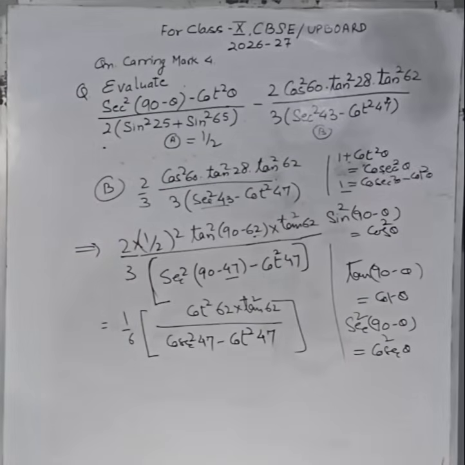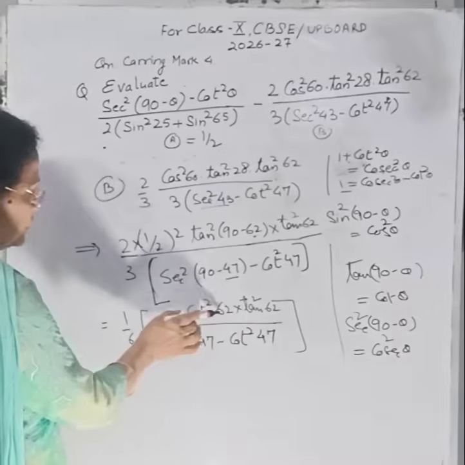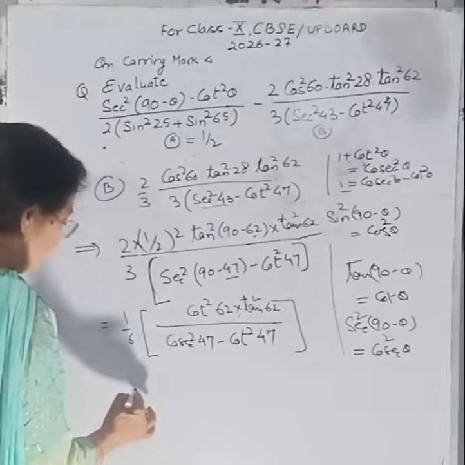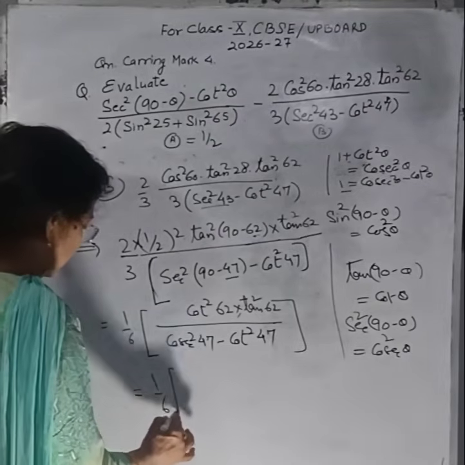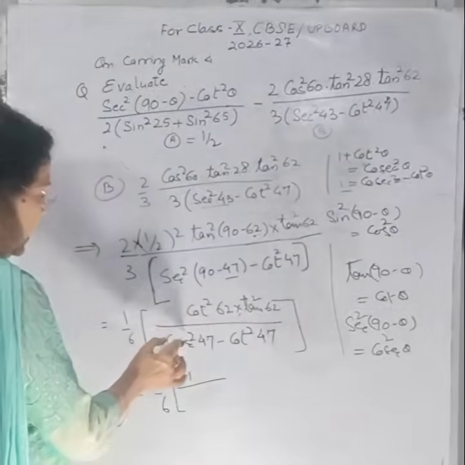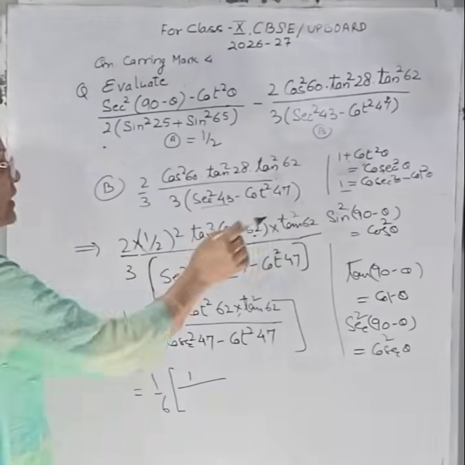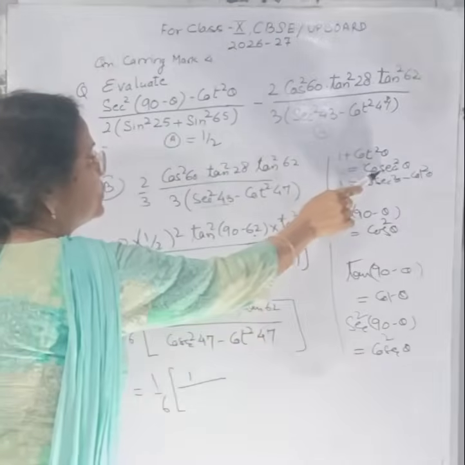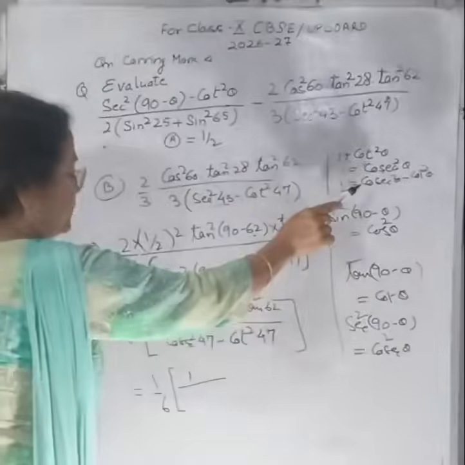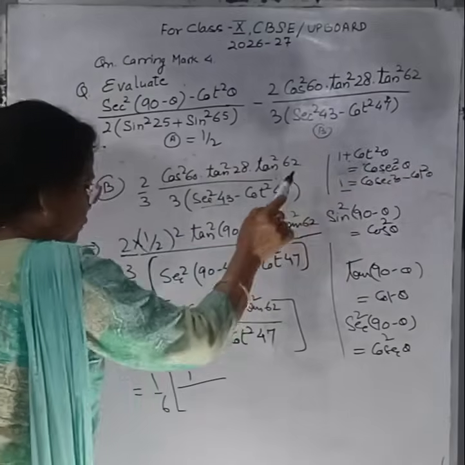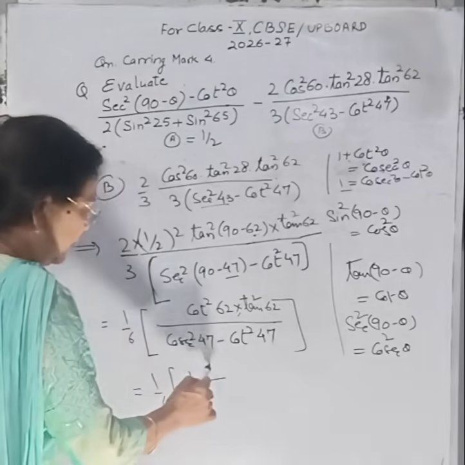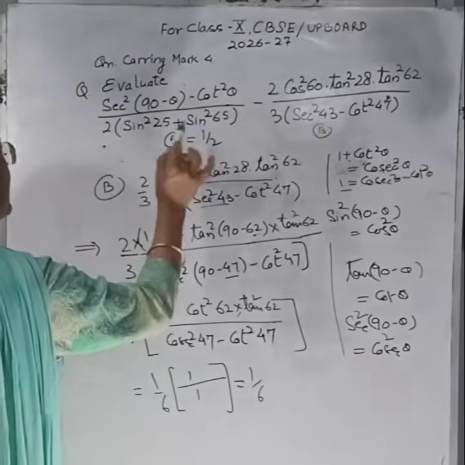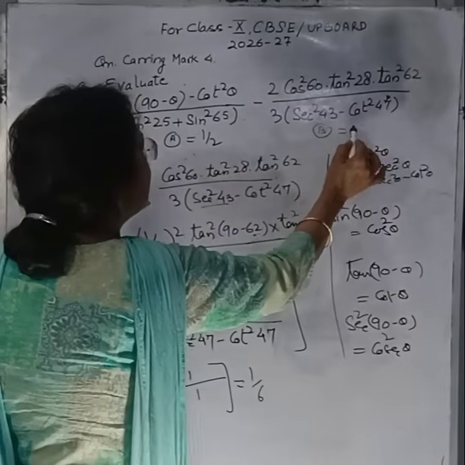Okay. Now this is cot square 62, this is tan square 62. They are just reversed, so it will be equal to 1 by 6 into 1 upon this, which will be 1. And now again we have the same formula here: 1 plus cot square theta is equal to cosec square theta. It means cosec square theta minus cot square theta is equal to 1. This is again equal to 1. It means this is equal to 1 by 6. Now, the value of the b portion is 1 by 6.